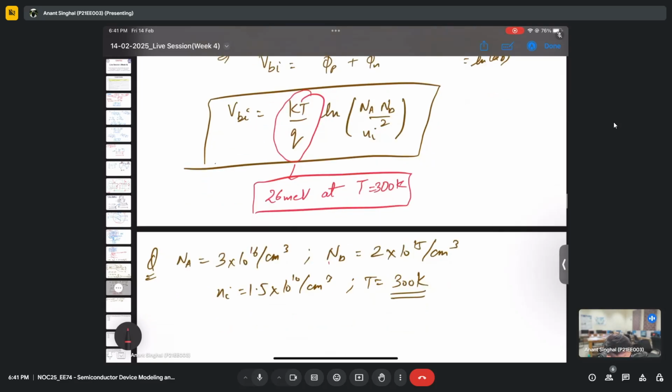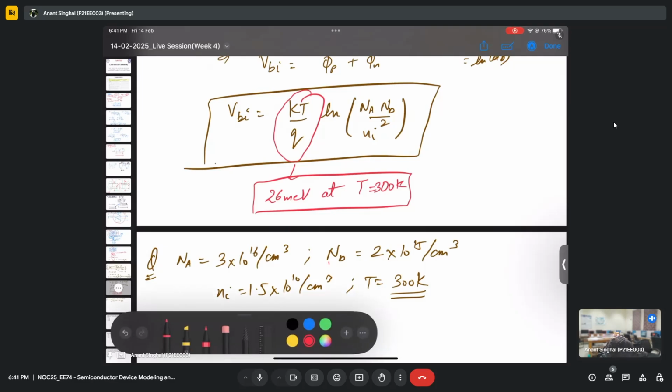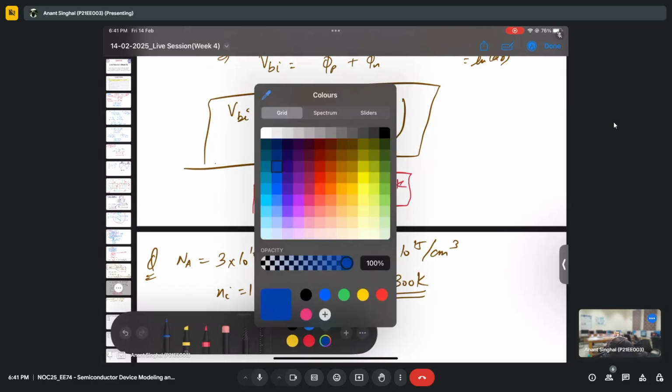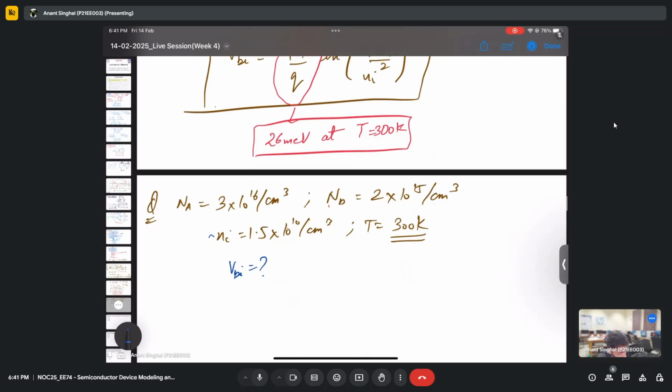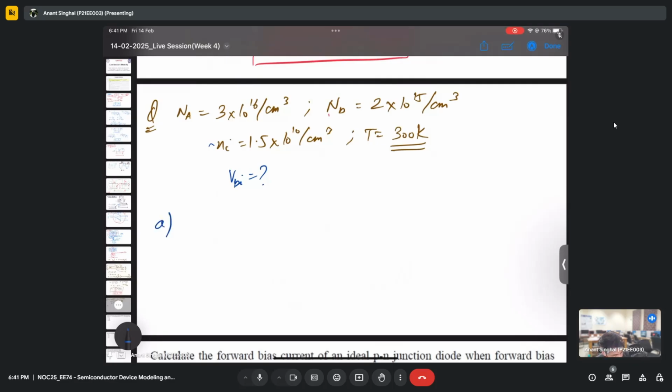Just for the simplicity of the numerical, I have given you the value also. So what was I going to ask? Just let me know what is this Vbi. Is it doable? Shall I wait for 1-2 minutes? If you want options also, I can give.